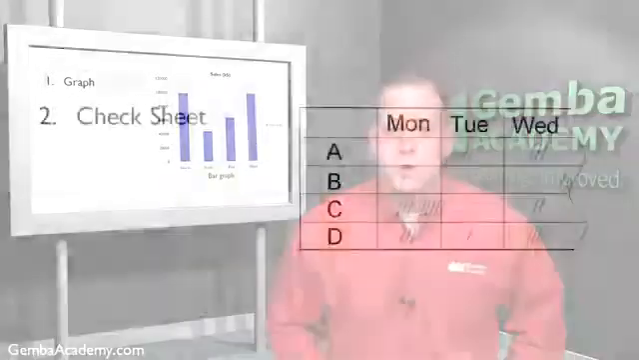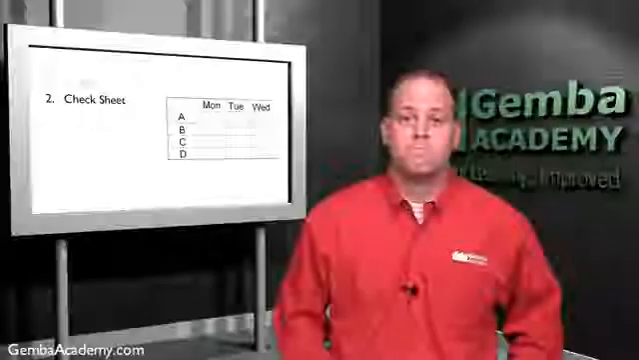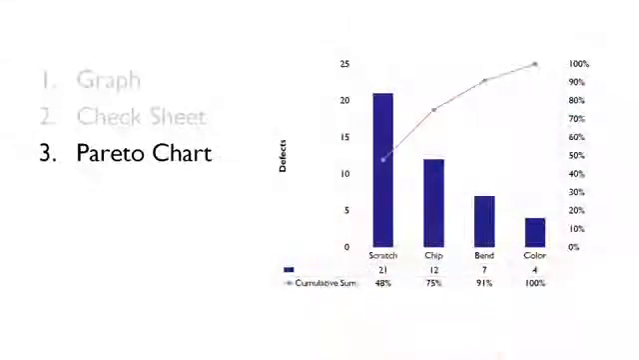The second QC tool is the check sheet, which are tables used to arrange data by type. Now, we also use these simple but powerful tools for checking if jobs are completed without problems and for preventing mistakes from happening at all. The third QC tool is the Pareto chart.